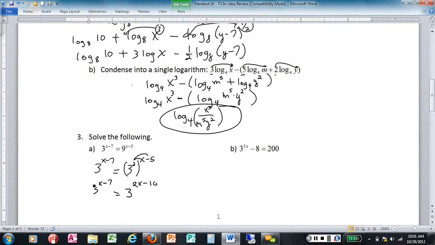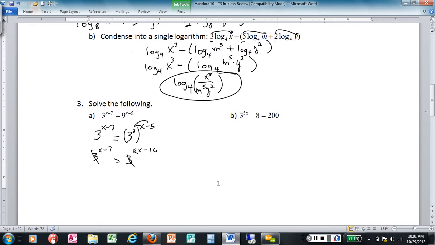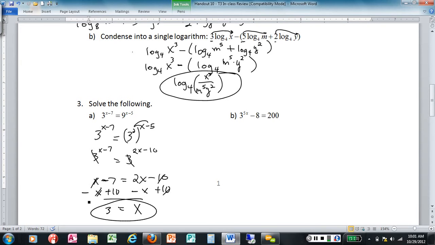So what happens? Base 3's cancel. Really nice. And so I get x minus 7 equals 2x minus 10. Yeah, it's just a nice little equation there. Get the x's on one side, the constants on the other. Doesn't matter. I'm going to go this way. I'm going to subtract x. That's the easier way to go, and add 10. And so that gets me 3 equals x, doesn't it? X's cancel, 10's cancel. Right? So those are really nice if you got them. Same base on both sides. Or can you make the same base on both sides?